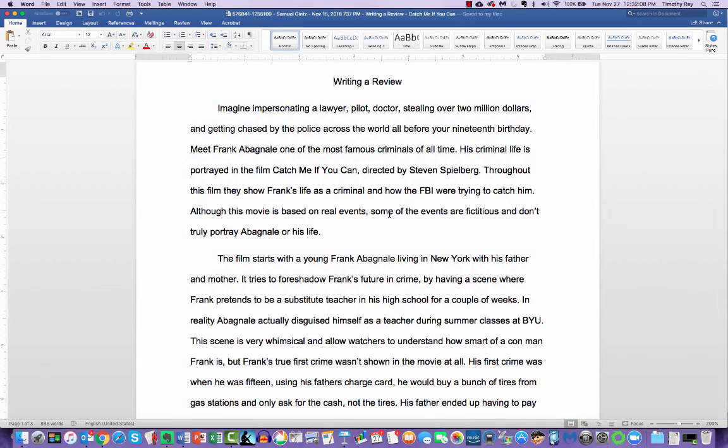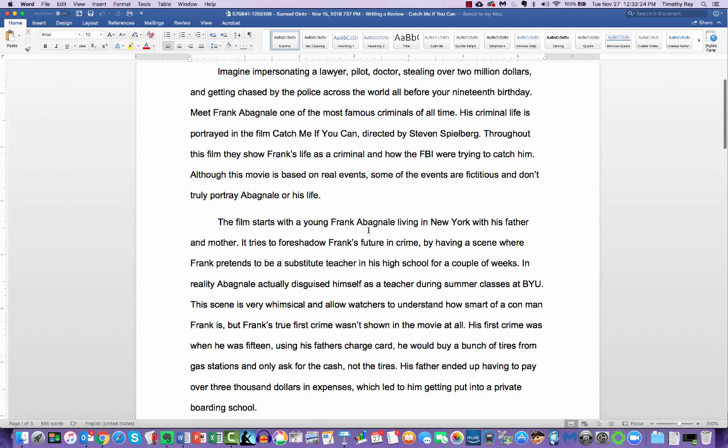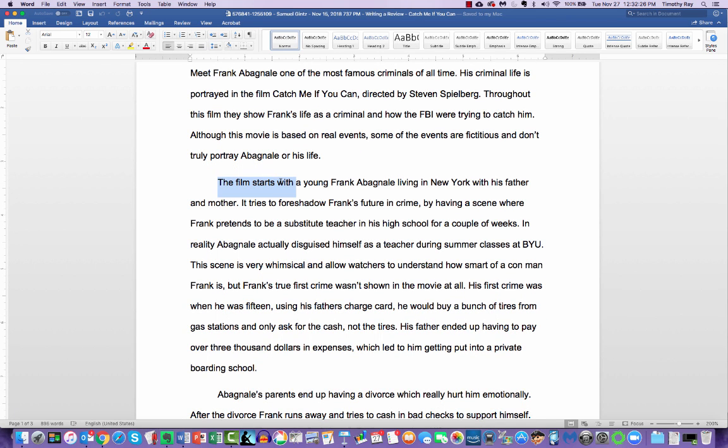In this particular essay, the writer is writing about the film Catch Me If You Can, and similar problems in this essay. I think we need something that works like a thesis at the end of this paragraph. We have "the film starts with," and so right away I get a little concerned. It's like, uh-oh, are we going to have paragraph after paragraph of plot summary? And we kind of, in fact, do.